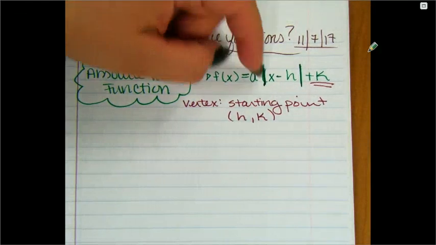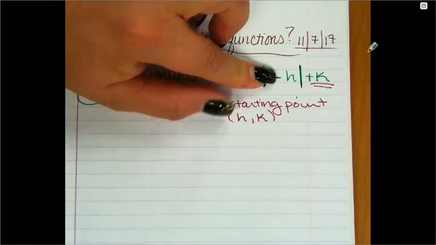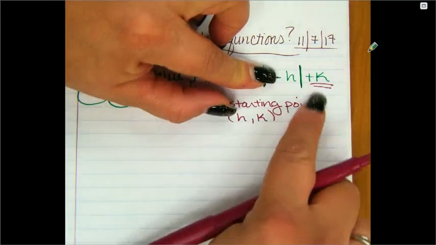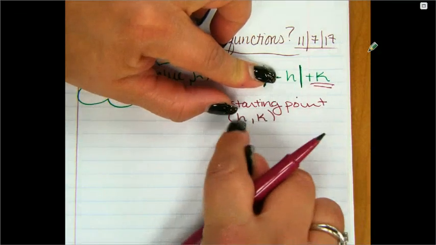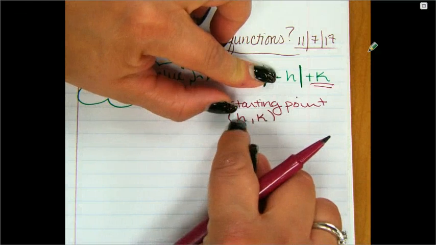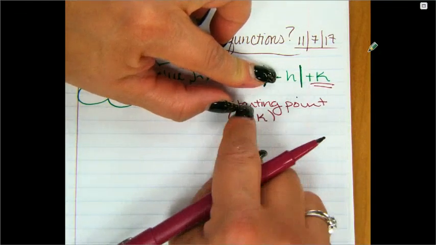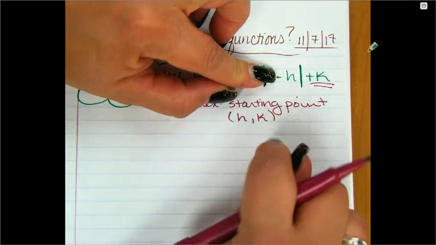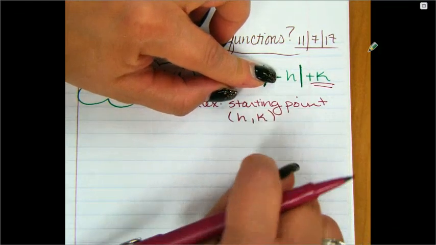Now I want you to pay attention really quick and just look up. Notice that this is negative h, right? This is positive h. That's positive k and positive k. Do you see that? So I want you to make a note. H is always opposite. We'll talk more about that tomorrow, but put a note now so you have it in your brain. H is always opposite and k is the same.